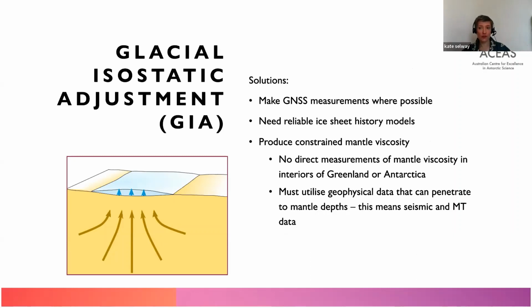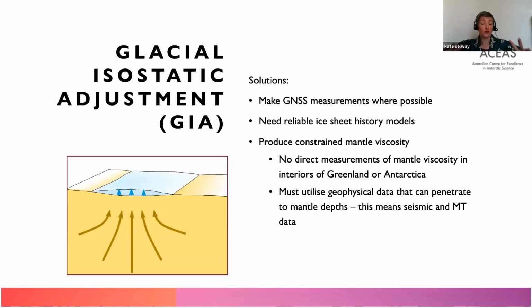So our solutions to improve this data, we need lots of GNSS measurements. The other part of this, because we're looking at the viscous response of the Earth to what has happened with the ice sheets over thousands of years, we also need reliable ice sheet history models, so we know how the ice mass has changed over those thousands of years. And then the third part of this is that we need to understand what the mantle viscosity is, because that's going to determine basically how fast it's rebounding.